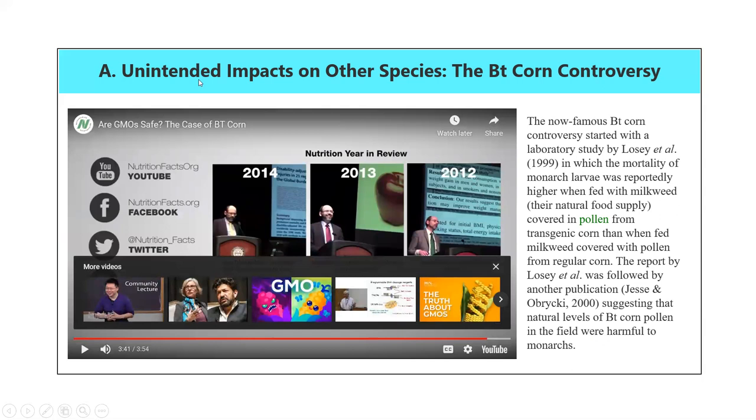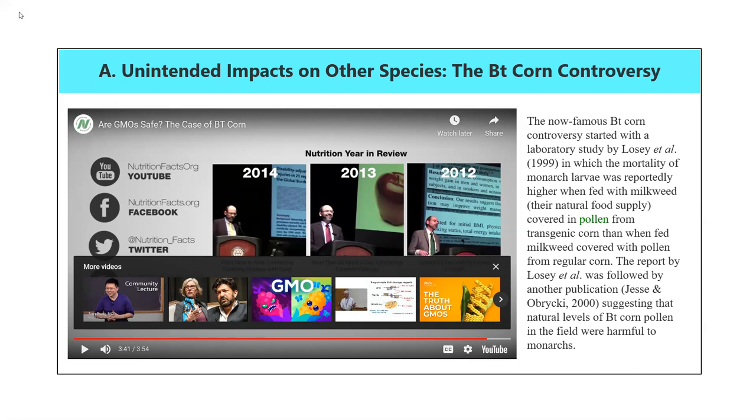Okay, so the now famous Bt corn controversy became famous when a study in the laboratory was conducted by Losey and company. It was found that mortality of monarch larvae was higher when fed with milkweed, their natural food supply, covered in pollen from transgenic corn, compared to when fed with milkweed covered with pollen from regular corn. The report was followed by other publications suggesting that natural levels of Bt corn pollen in the field were harmful to monarch butterflies.